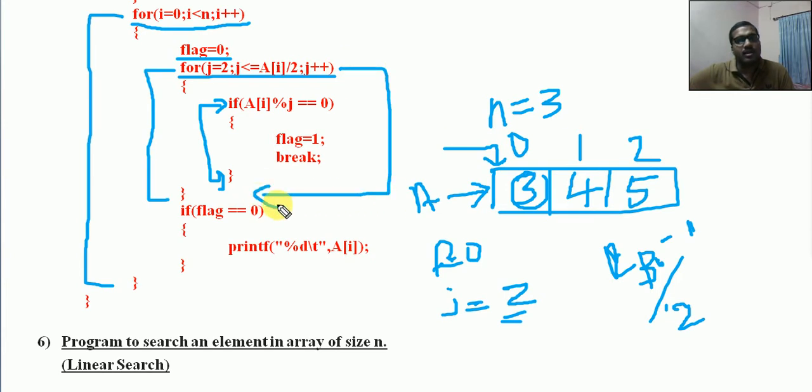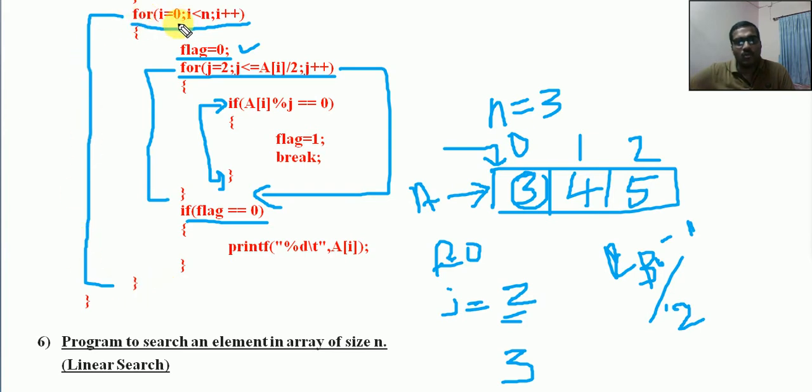Okay. Now, if flag is equal to 0, is there any change with flag? Our initial value was 0, right? Now, also the value of flag is 0. If flag is equal to 0, printf a of i. Now, 3 will be printed. 3 is a prime number. Okay. Then it will go for next iteration with 4.